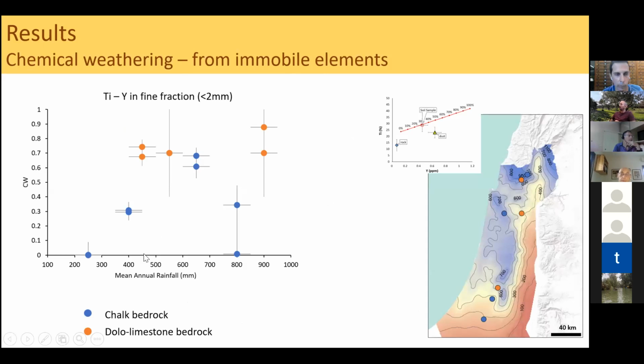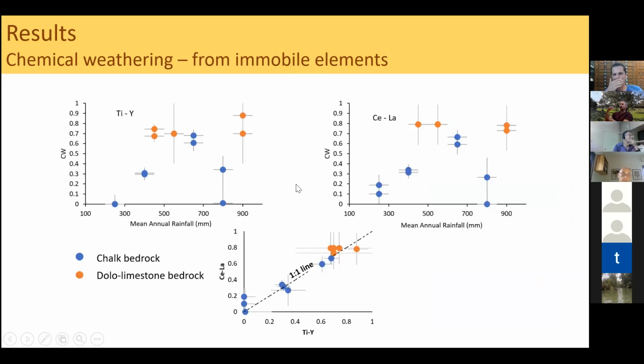Okay, results, chemical weathering from immobile elements. This is a result just on the fine fraction. And we see that chemical weathering increases dramatically with rainfall, which is not surprising. If you get more rain, more dissolution of the calcite, so you get more chemical weathering. And we did that using two sets of immobile elements, titanium and yttrium, and cesium and lanthanum, and the results are convincing.